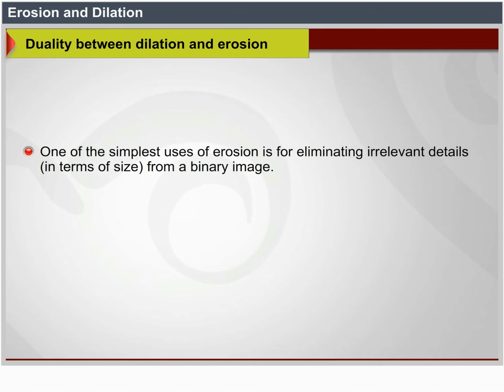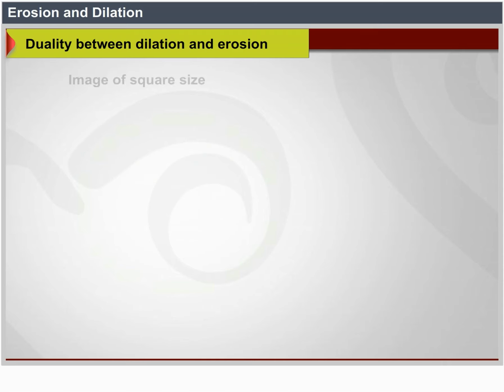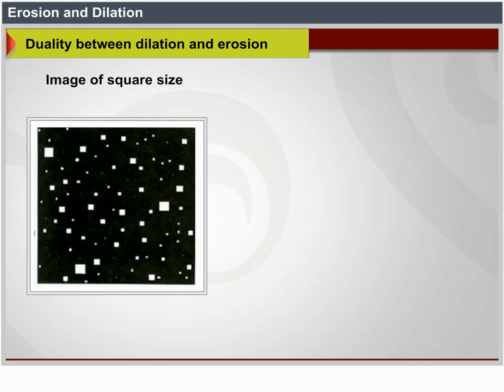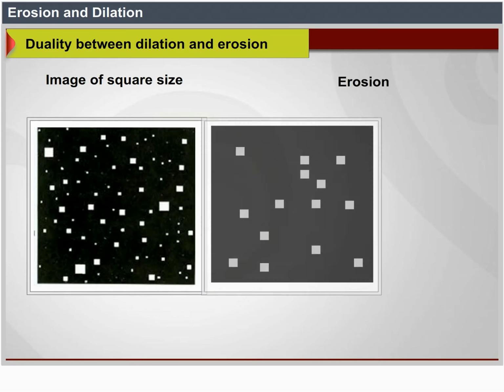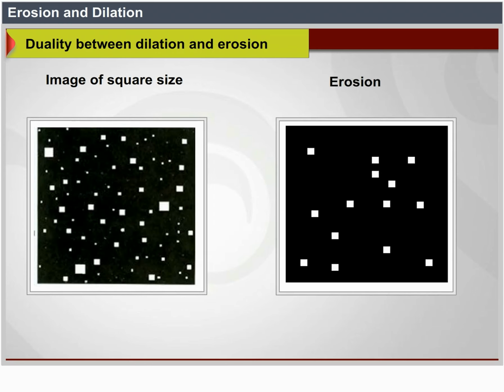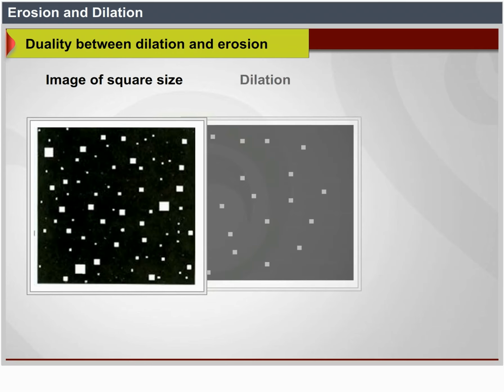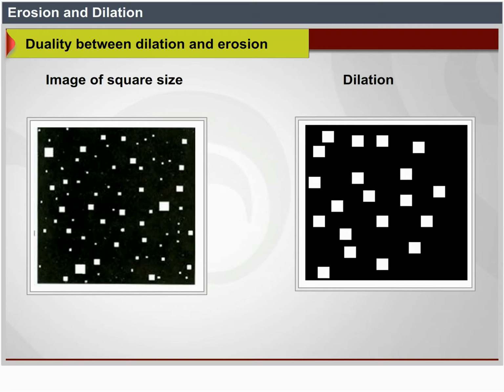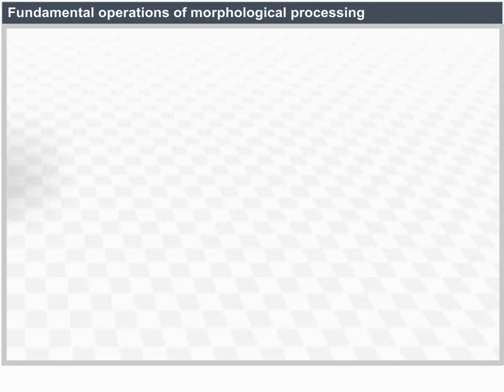One of the simplest uses of erosion is for eliminating irrelevant details in terms of size from a binary image. On the screen are seen image of square size, erosion, dilation. Fundamental operations of morphological processing.